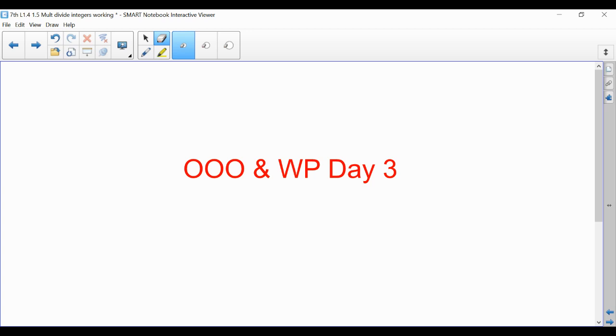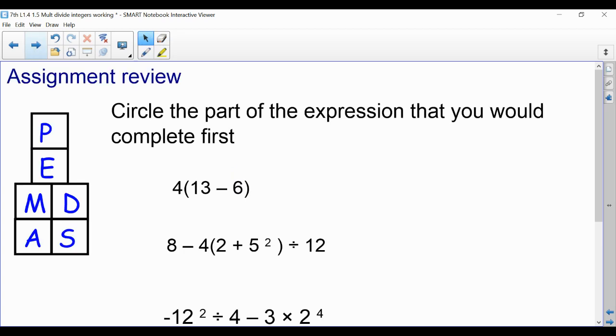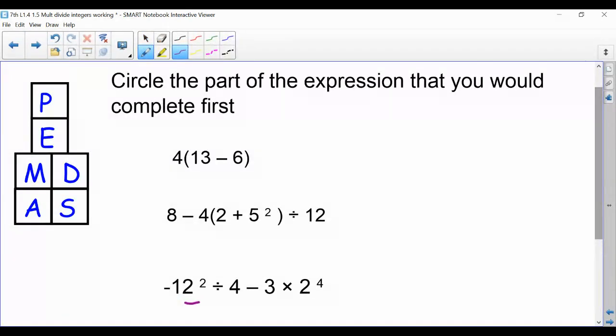We're going to start our third day of orders of operations and word problem lesson. First, going over the assignment from yesterday, circle the part of the expression that you would complete first. First expression says 4 times the difference of 13 minus 6. Looking at our orders of operations, we have parentheses with a math problem inside of it, 13 minus 6, so that would be done first.